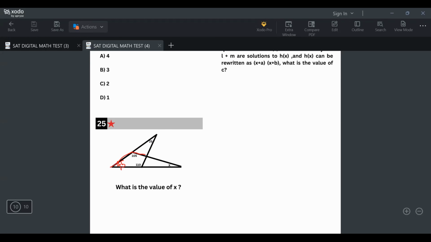So this triangle here, we can work on separately. So 45 plus 110, and then we can subtract that from 180, which is the total measurement of all angles of the other triangle, to get the value of x, which is this one here. So 45 plus 110 is equal to 150. Then we subtract, and x will be equal to 30.